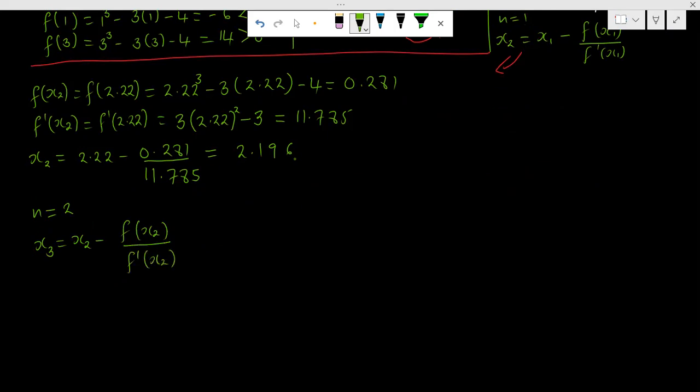So we're going to have our f at x2 is equal to f at 2.196, which will be equal to 2.196 cubic minus 3 times 2.196, then minus 4. And when you compute this, the value will be equal to 0.026.